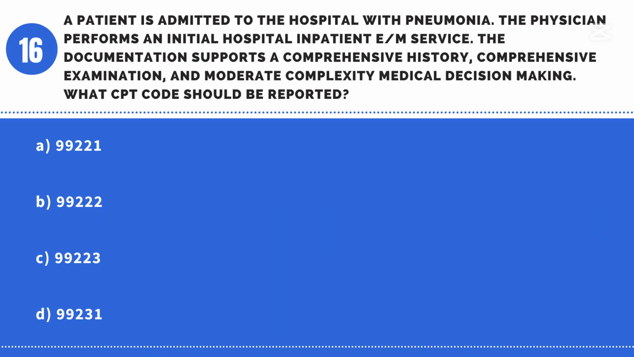Question 16. A patient is admitted to the hospital with pneumonia. The physician performs an initial hospital inpatient E/M service. The documentation supports a comprehensive history, comprehensive examination, and moderate complexity medical decision-making. What CPT code should be reported? A.